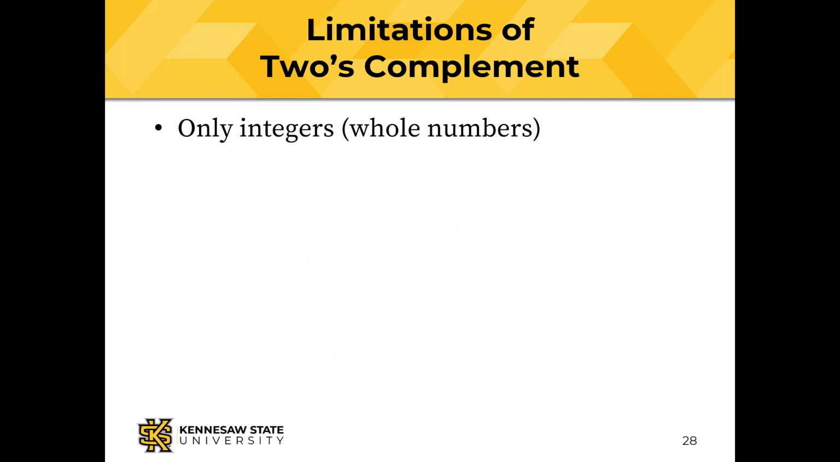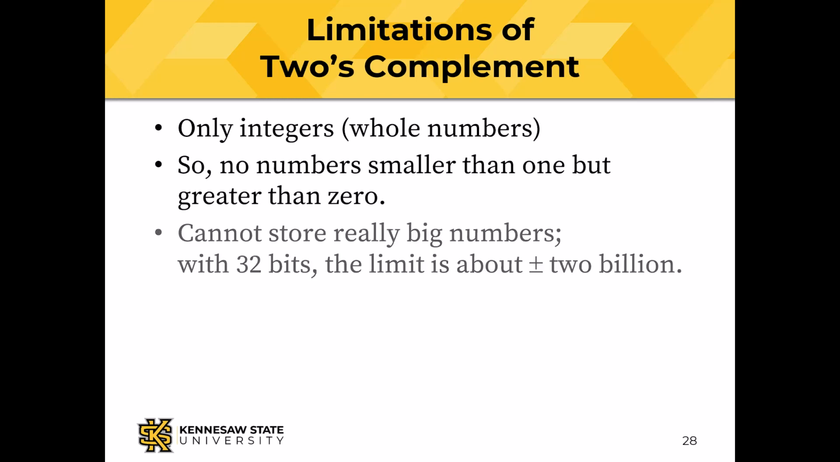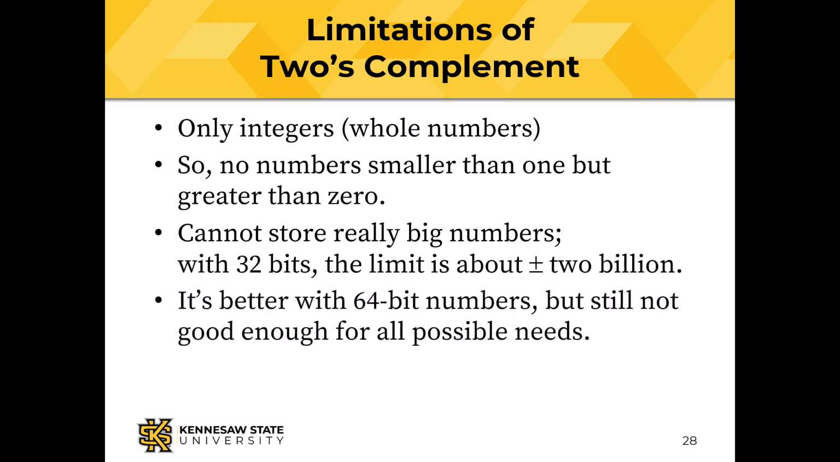There are some limitations of 2's complement. Only integers, that is whole numbers, so no numbers smaller than 1 but greater than 0. We can't store really big numbers. With 32 bits, that's about plus or minus 2 billion. Now remember that 2 to the 64th is about 1.8 times 10 to the 19th, or 18 quintillion. If that number is signed, we get about 9 quintillion. That's a really big number, but we still can't store really, really big numbers. Things are better with 64 bits, but still not good enough for all of our possible needs.